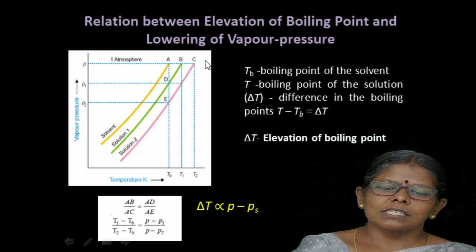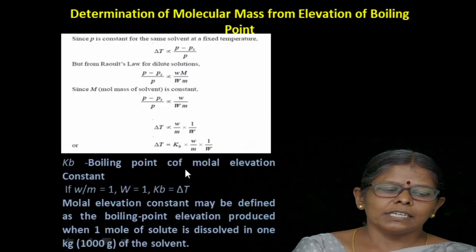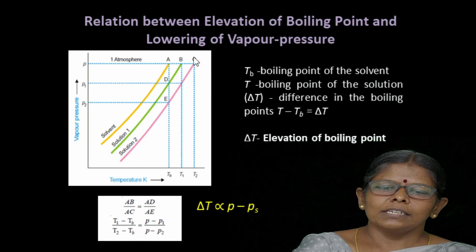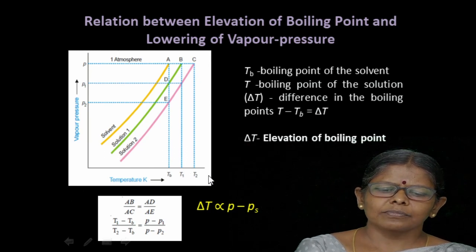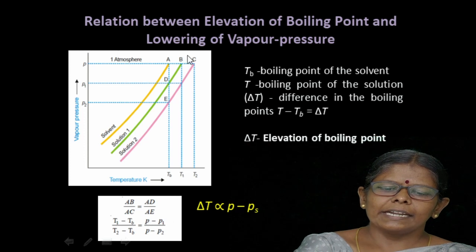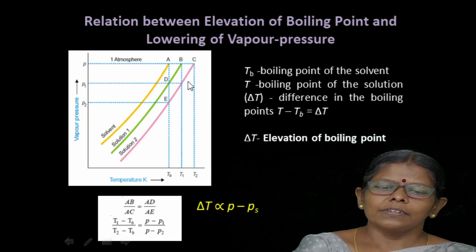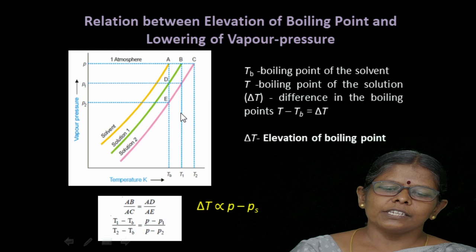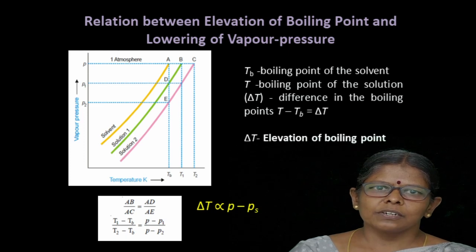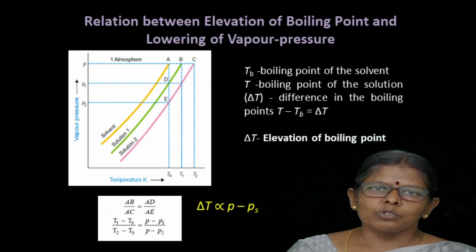AB is nothing but the difference between TB and T1, and AC is nothing but the difference between TB and T2. That is, here AD is equal to the difference in the vapor pressure, and AE is also a difference in vapor pressure. From this, we can come to the conclusion that the elevation of boiling point is directly proportional to the lowering of the vapor pressure.